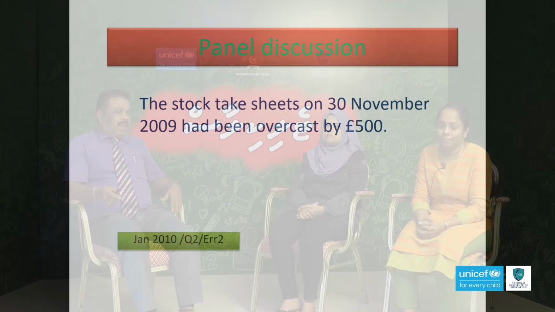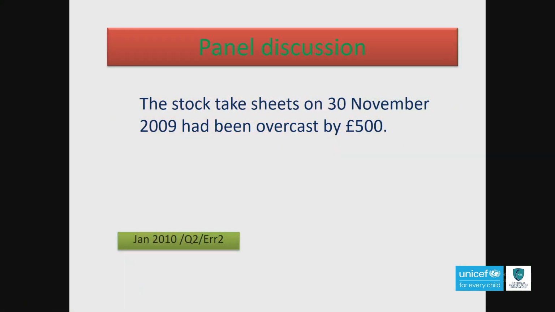The stock take. I feel this question is from January 2010. From the same question we are getting another error. The stock take sheets on 30th November 2019 had been overcosted by 500. I wonder why these students come with such a simple question. It says overcosted, because there is still a stock take. Why don't they understand it? So how do you help them?